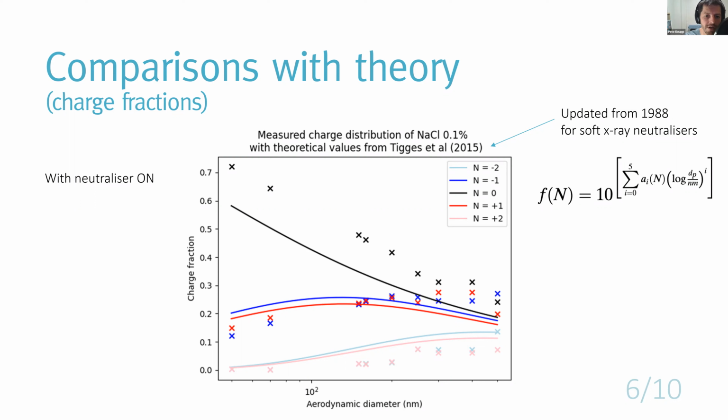So this is with the neutralizer being turned on, and you'd expect all the data points to be exactly where the theory is for the DMA to be accurately characterizing the sizes. But here you can see that there's a good 10% extra of the neutral fraction appearing with this sodium chloride 0.1% solution.